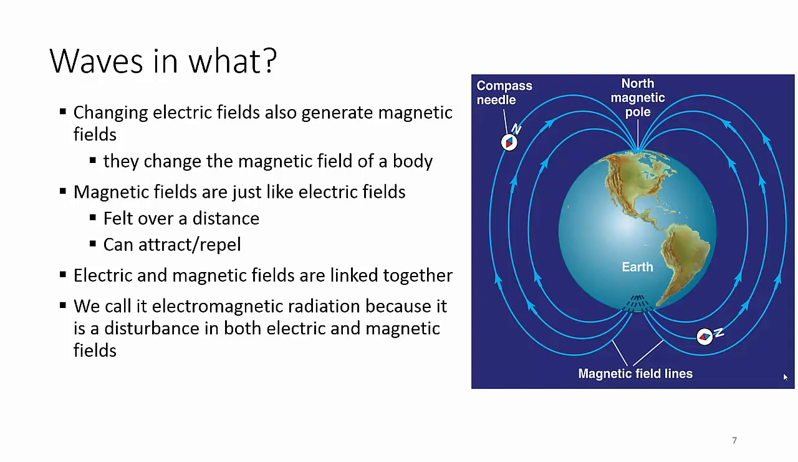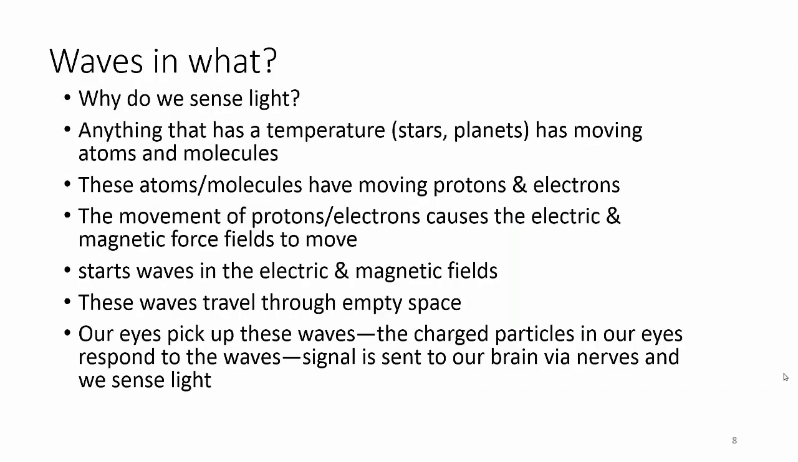Okay, so that's how waves work. Great. Why can we see them? Right? We see light, which is a wave. Why can we see it? Well, everything has a temperature, right? So it's vibrating at a certain amount. And those atoms, protons, electrons, molecules, whatever you want to call them, they're vibrating and they can sense the change. They can create the field, right?